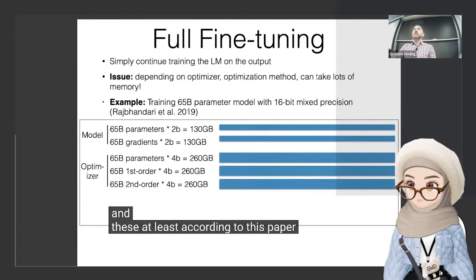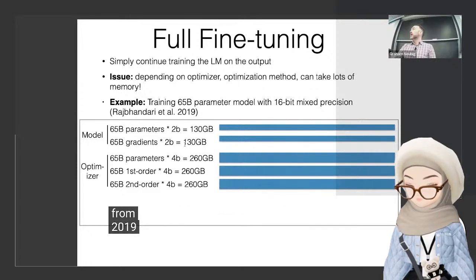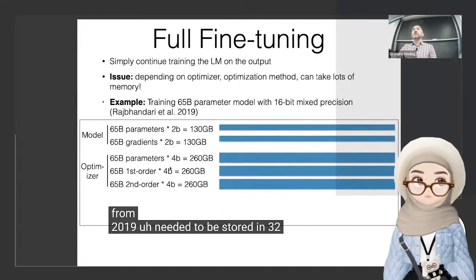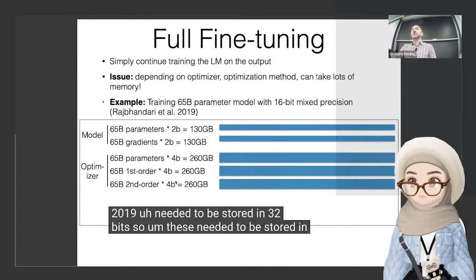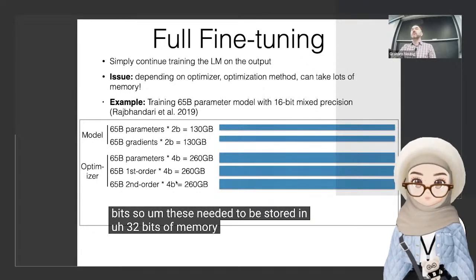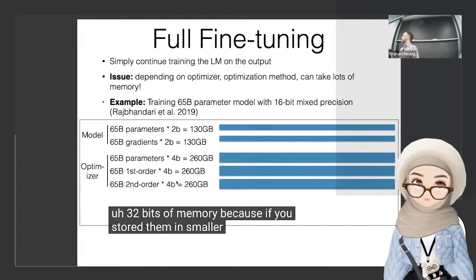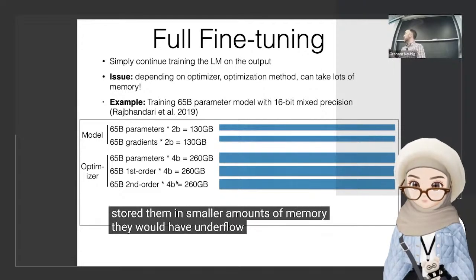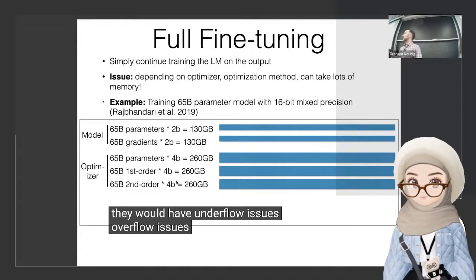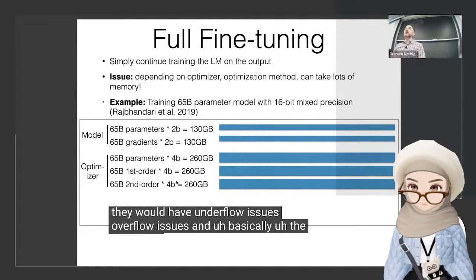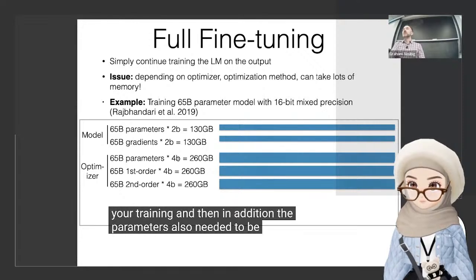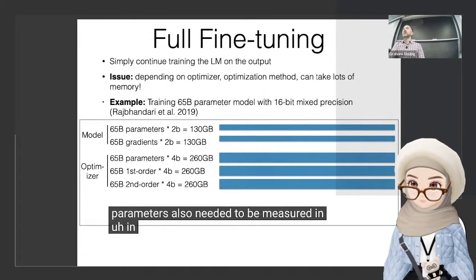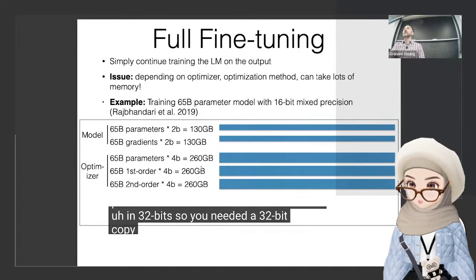At least according to this paper from 2019, these needed to be stored in 32 bits of memory, because if you store them in smaller amounts of memory, they would have underflow issues, overflow issues, and basically the numerical precision would destabilize your training. And then in addition, the parameters also needed to be measured in 32 bits. So you needed a 32-bit copy of the parameters.